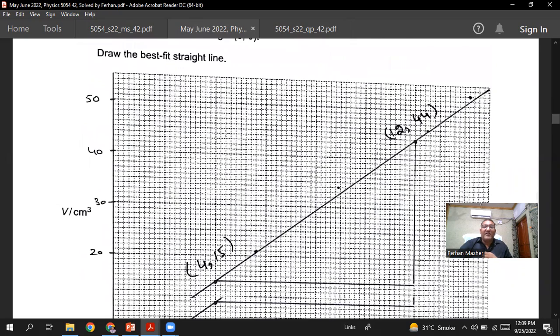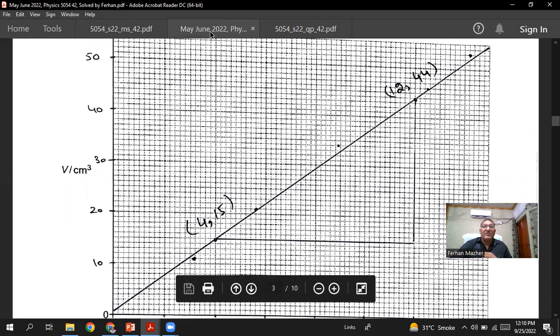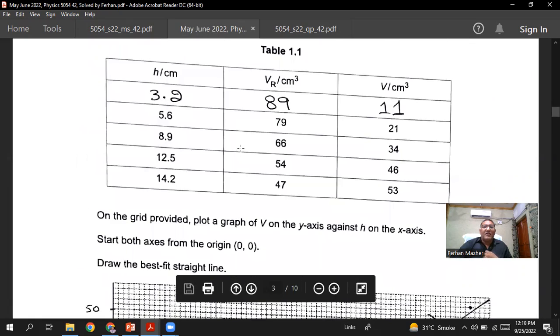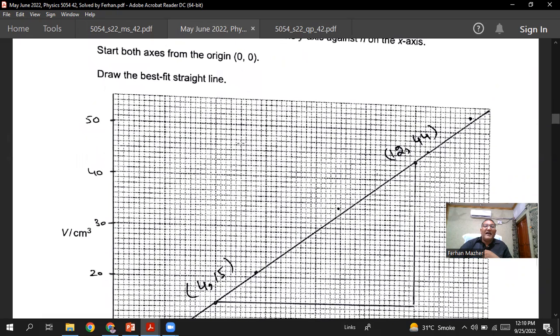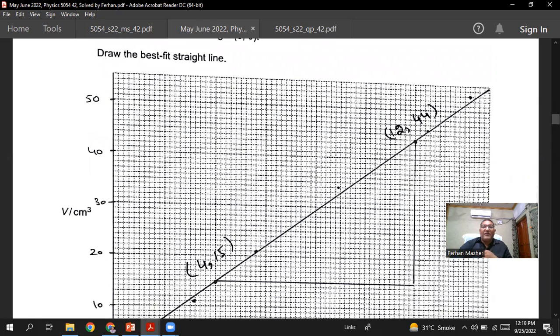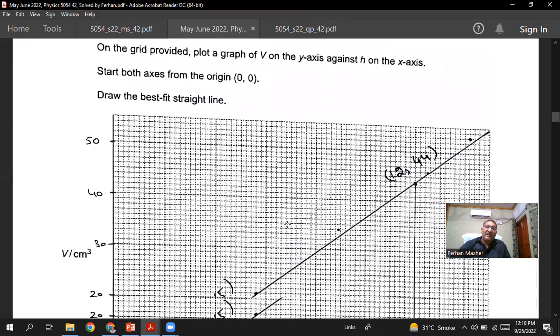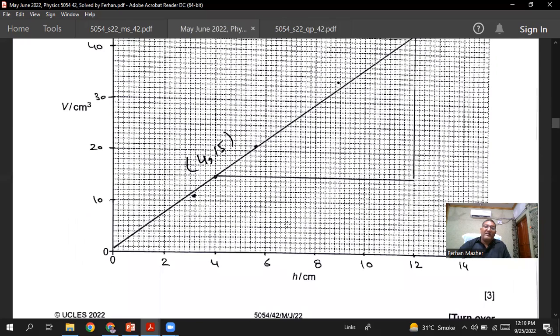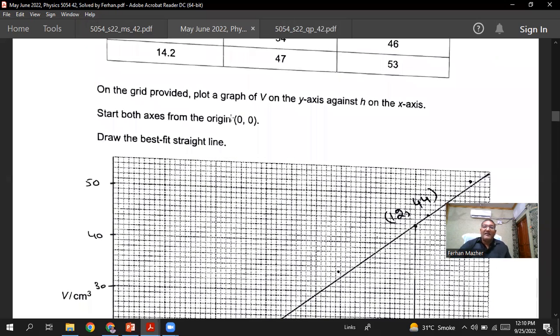At 12.5, you have 46. At 12.5 is this point, 46. And at 14.3, you will have 53. Okay, so I'll put that dot.